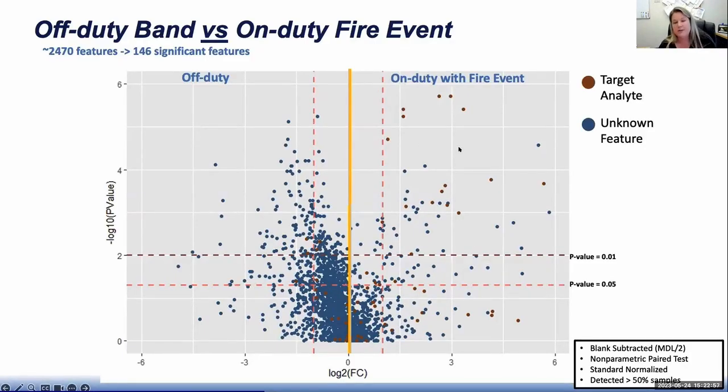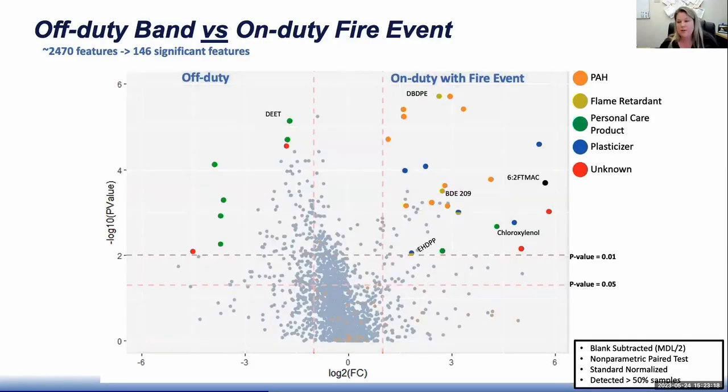These would be features, exposures, that are higher in firefighters on duty when responding to a fire event and are more statistically significant, right? So again, the x-axis is the log2 fold difference in these exposures. The y-axis is the p-value. Some of these are in our target panel. Those are the ones in the red-brown color. The unknowns are in the blue. We do use an approach to tentatively identify some of these chemicals. And what you can see here is that for these chemicals in the upper right-hand quadrant, many of them were combustion byproducts and PAHs.